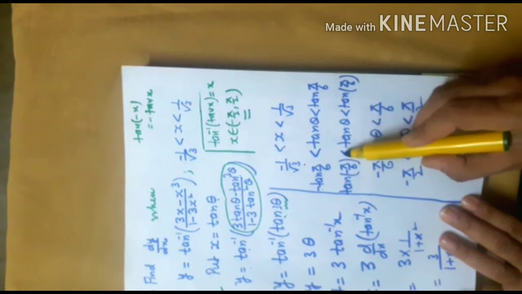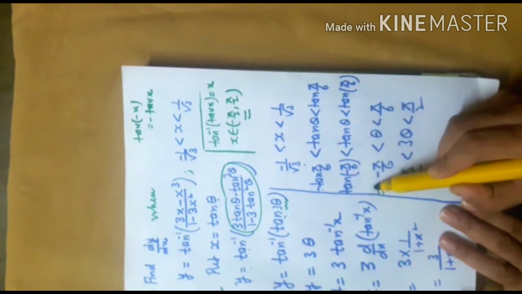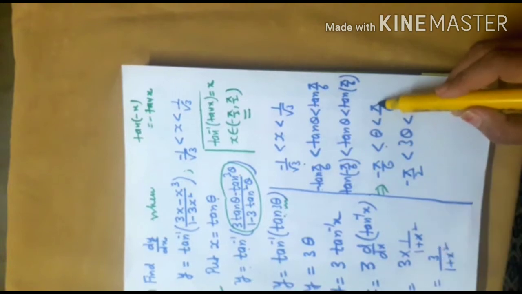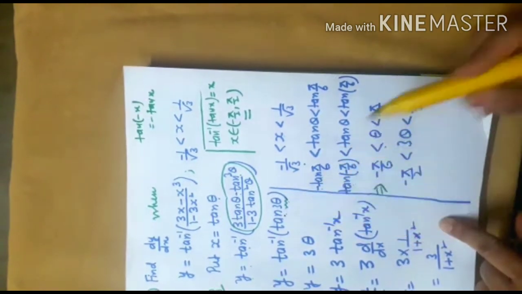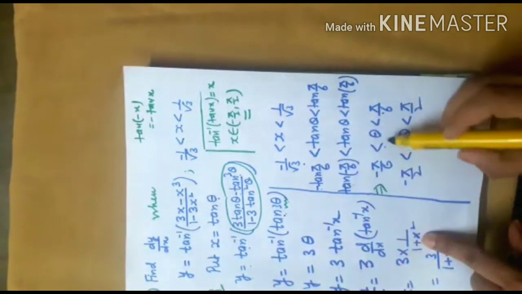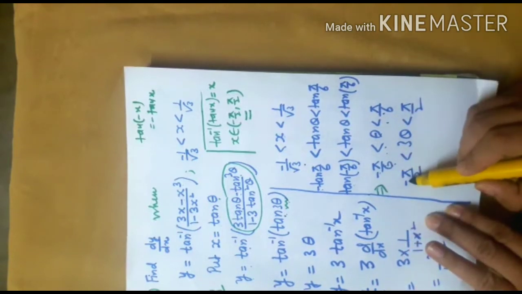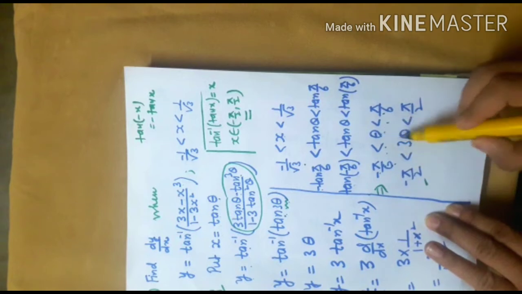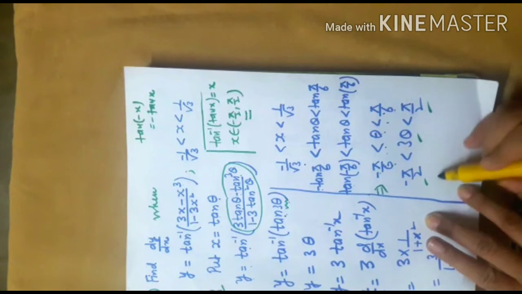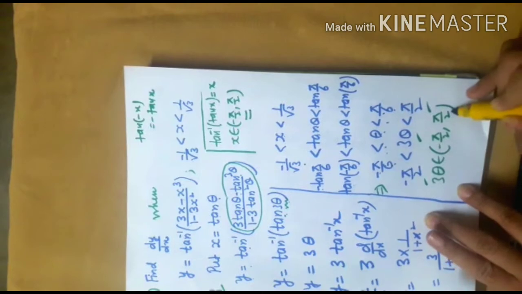So, we have tan theta is greater than tan minus pi by 6 and less than tan pi by 6. This implies theta is greater than minus pi by 6 and less than pi by 6. I want 3 theta, so I multiply each one of them with 3. As I am multiplying with a positive number, the sign of inequality will remain the same. So, minus pi by 6 when multiplied with 3 will give you minus pi by 2, this will be 3 theta, and pi by 6 when multiplied with 3 will give you pi by 2. So, yes, 3 theta belongs to the open interval minus pi by 2 to pi by 2.